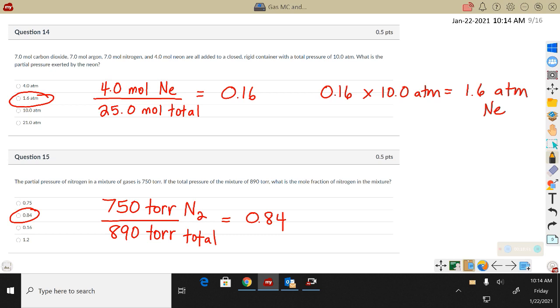So if I know that 250 torr are coming from the nitrogen and the total pressure was 890 torr, that ends up being about 0.84. So it's about 84% of the pressure coming from nitrogen, which would mean that 84% of the collisions came from nitrogen. So 84% of the particles, or the moles, were nitrogen. Those are great ways of using that concept of mole fraction.